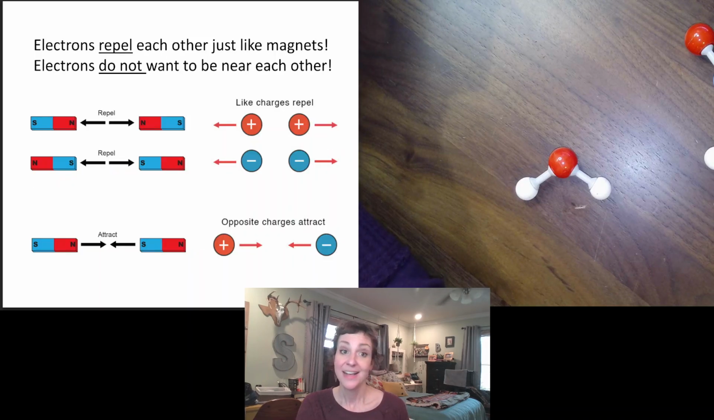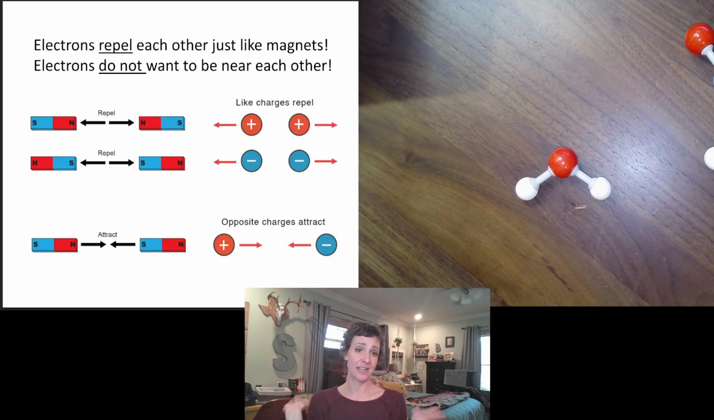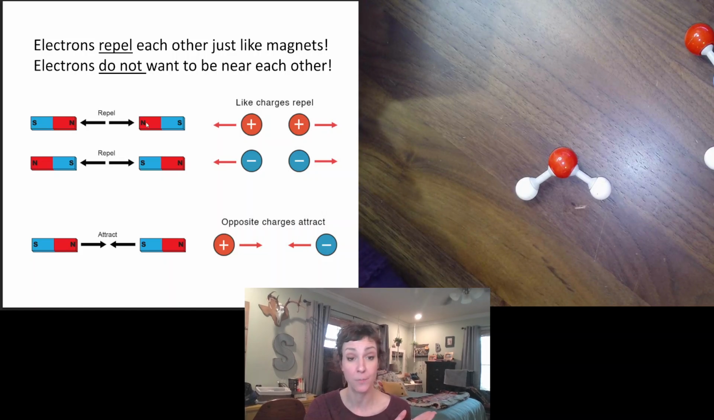So electrons repel each other just like magnets. Electrons do not want to be near each other. It's just like a magnet. If we put the north poles of two different magnets together, they're going to repel. Just like if we put two positively charged things together, they're going to repel. If I put the south poles of two magnets together, they will repel. But if I put opposite north and south magnets together, they're going to attract. Similarly, my positive and negatives will attract. That's called an electrostatic attraction, right?